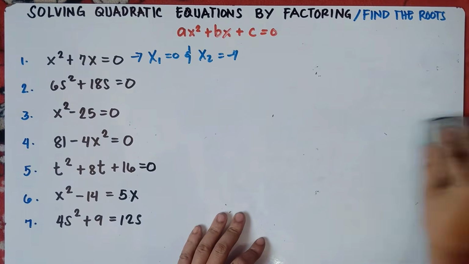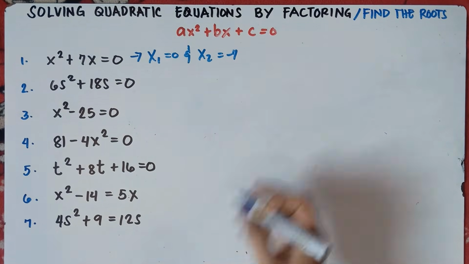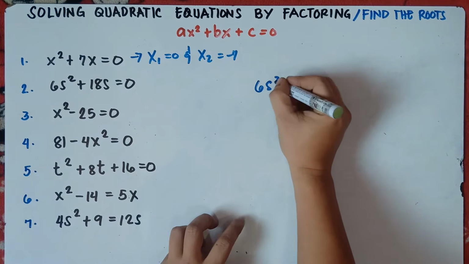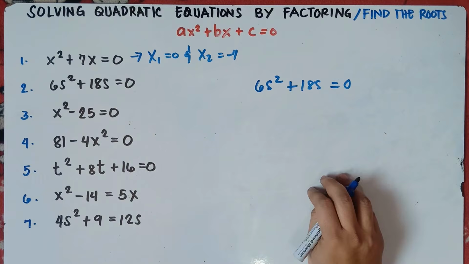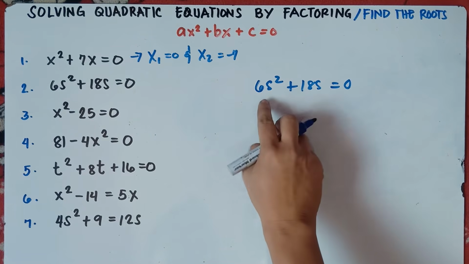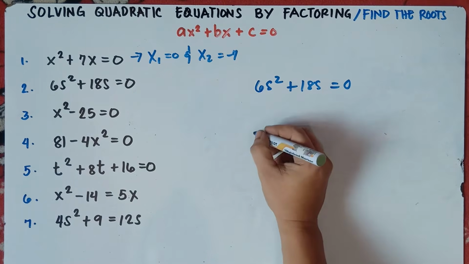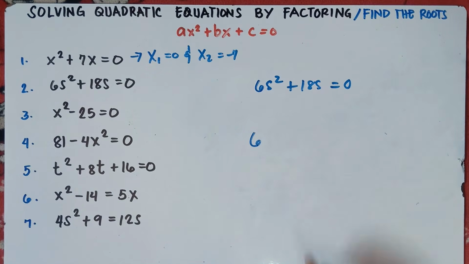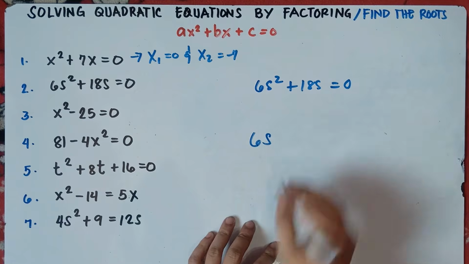Simply substitute the x value from the given equation. So number 2: 6s squared plus 18s equals 0. What would be the greatest common factor of 6 and 18? Of course, that would be 6, right? Because you can divide 6 by 6 and you can divide 18 by 6. So 6. And for s, we select the variable with the least exponent. So that would be s.